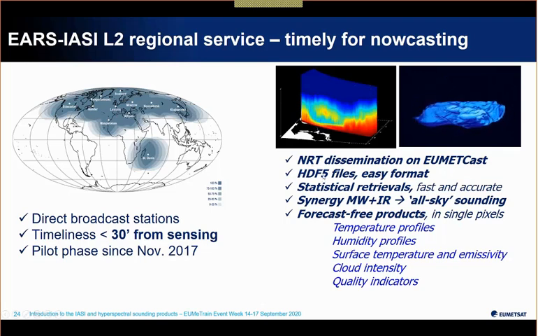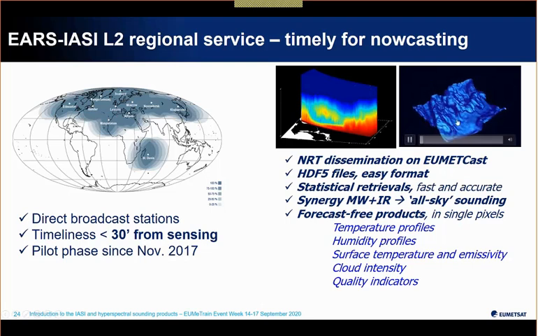They are HDF5 files. The format is normally easy to browse, but if you have questions, we have a user help desk. And they result from statistical retrievals, which are fast and accurate, and we will come back to the figures tomorrow morning. They exploit microwave and infrared sounding, which means they are quasi-available all sky. And very importantly, they are forecast-free products. So there are no numerical weather predictions in the retrieval process. So they are totally forecast-free.